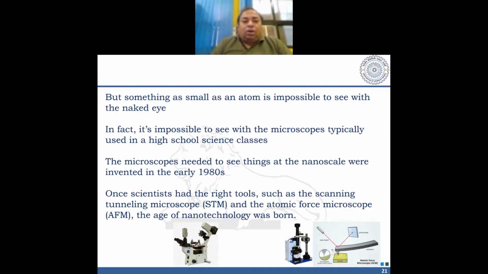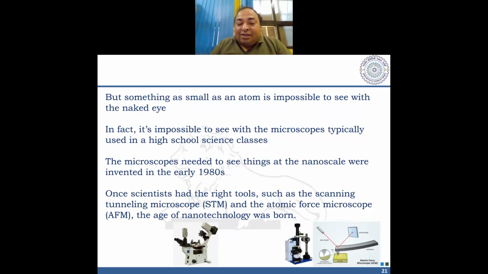But as I told, the progress of the field was restricted by the fact that something as small as an atom is impossible to see with the naked eye. In fact, it was impossible to see with the microscope which you typically see in your 10th level, 12th level science classes, that is called the light microscope. The microscopes needed to see things at the nanoscale were invented in the early 1980s.